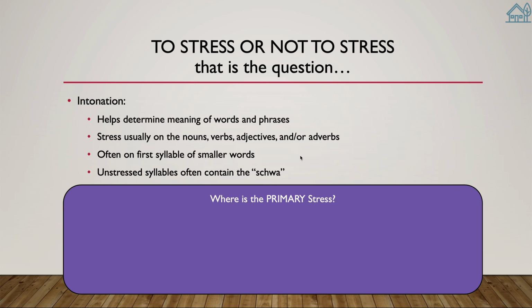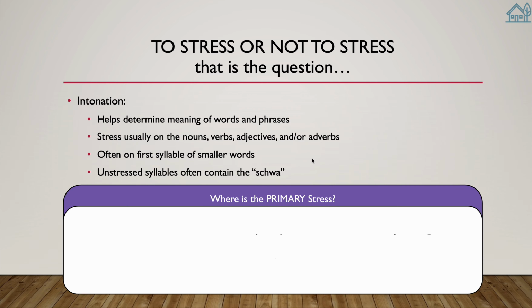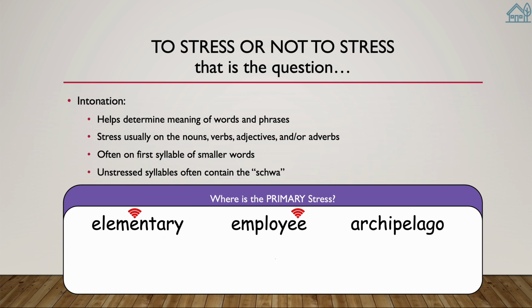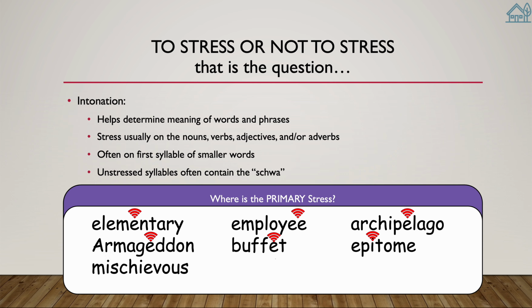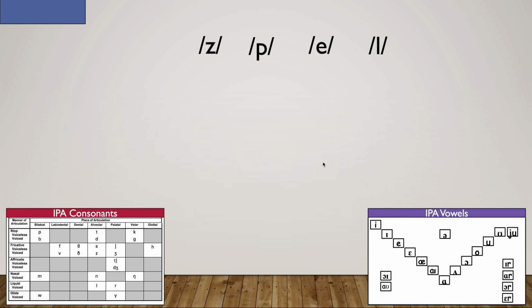Now, fun activity is take a chance to look at where do you think the primary stress is and how does that change the word. So here I have some words. Take a look at where the stress is located and how would that word change its meaning if I moved the stress? Or how would it sound incorrect if the stress moved, especially like buffet?